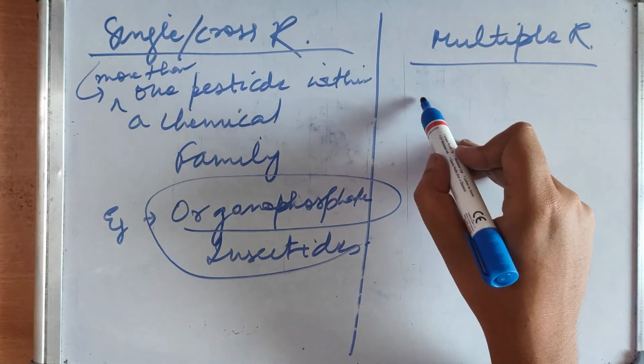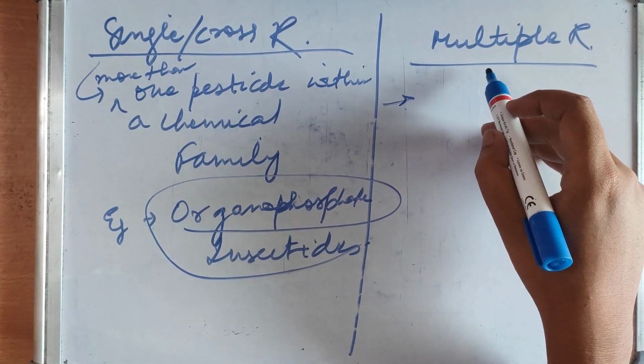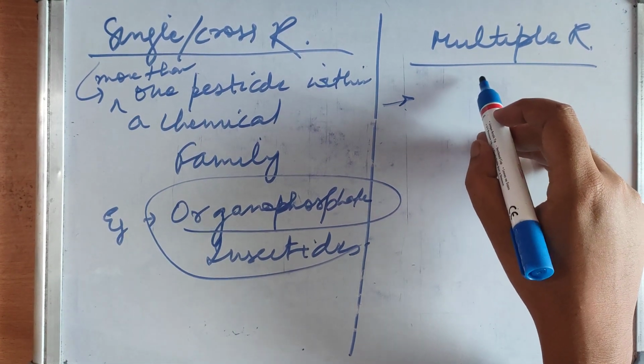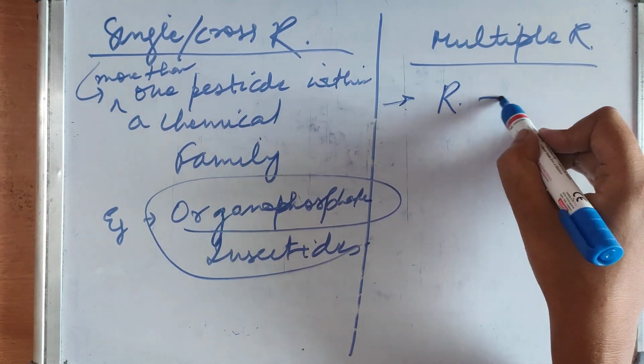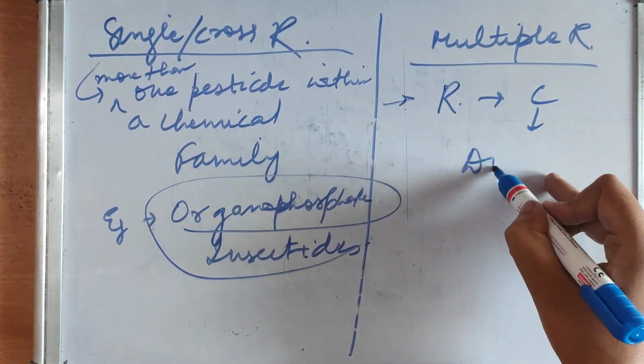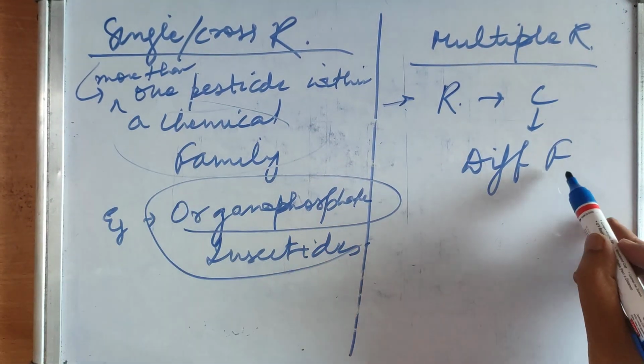Now what is multiple resistance? It involves multiple independent resistance mechanisms, which often leads to resistance to chemicals from different families. Here it is resistance against chemicals of different families, not just one or more chemicals within a single family.